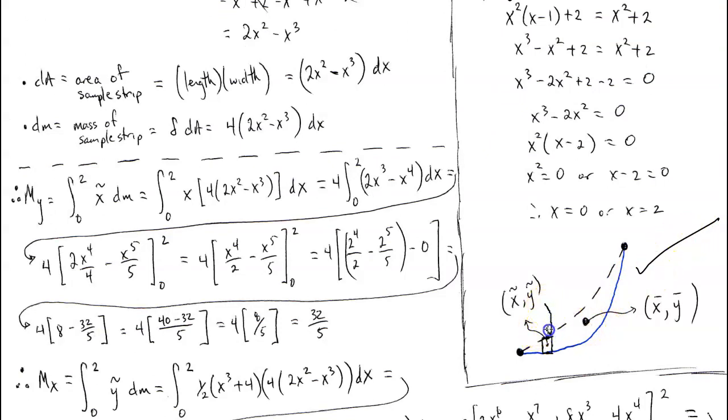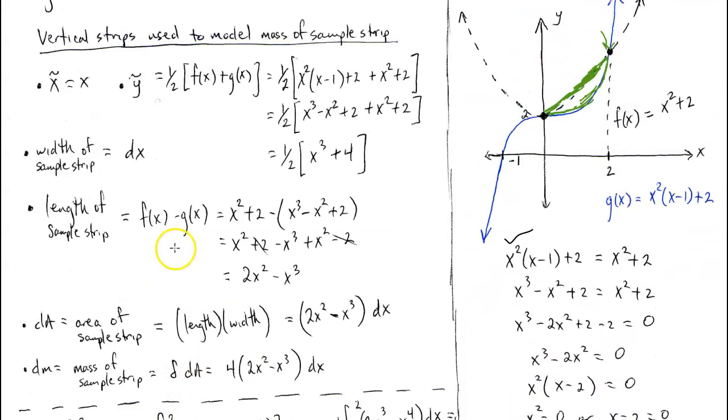And what I've drawn here is a sample strip, and of course it's going to be vertical because our functions were defined in terms of x. So it makes it easy for us to model with vertical strips. So now we just need to remember what x tilde and y tilde are, which are the x coordinate and y coordinate for the centroid of the sample strip, and the length and width of the sample strip. And then from that, we can get the area of the sample strip and what the mass of the sample strip will be. Okay, so we'll come back up here and talk about that.